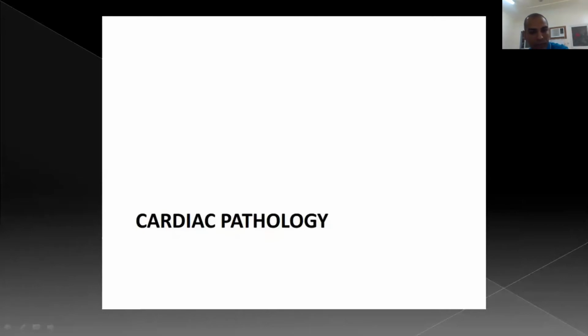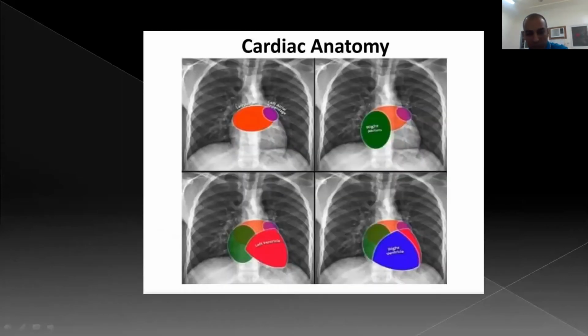Now we will shift to cardiac pathology. For the cardiac pathology, I will not go in depth in the chest X-ray because I am focusing more on lung pathology. But we can revise some basics of cardiac anatomy. For the PA view, on the right side, this is the right atrium. So the right cardiac border will be formed by the right atrium.